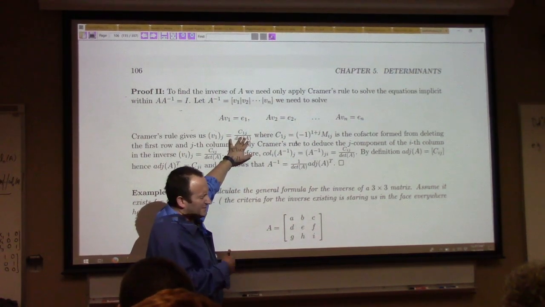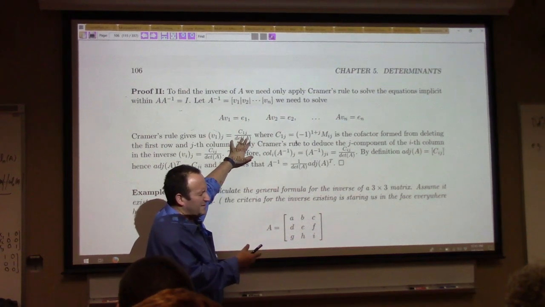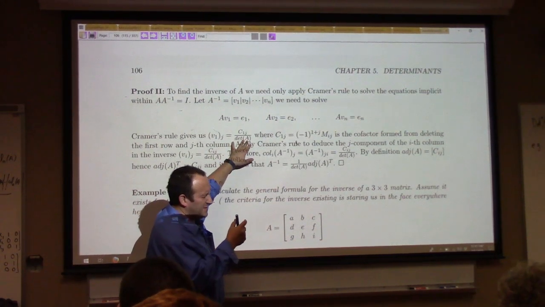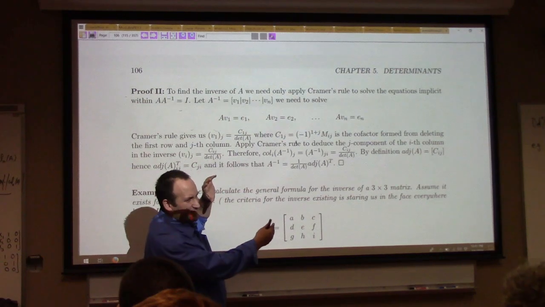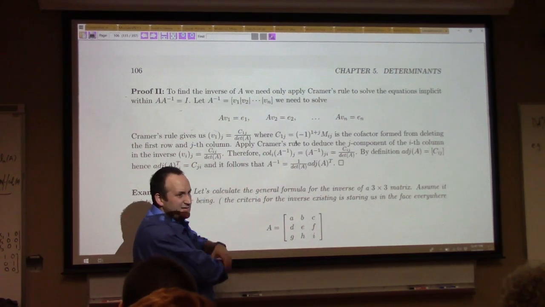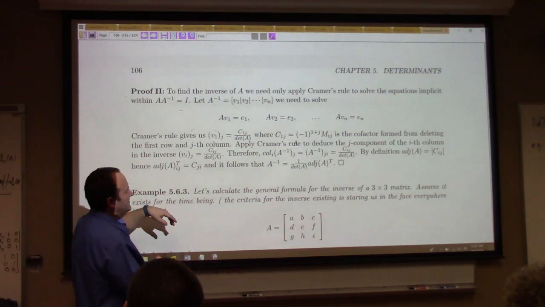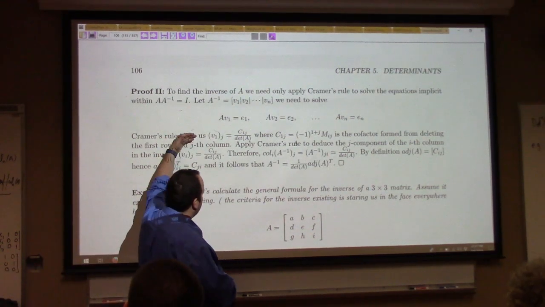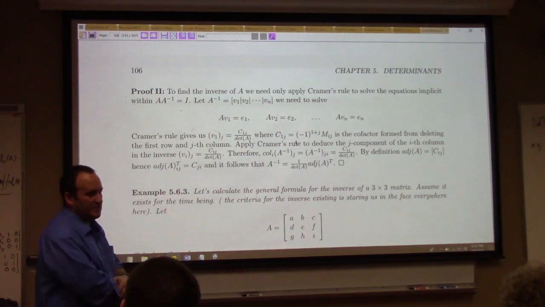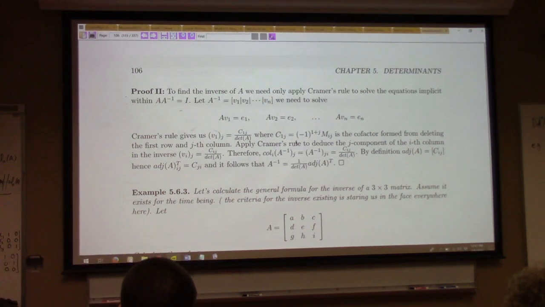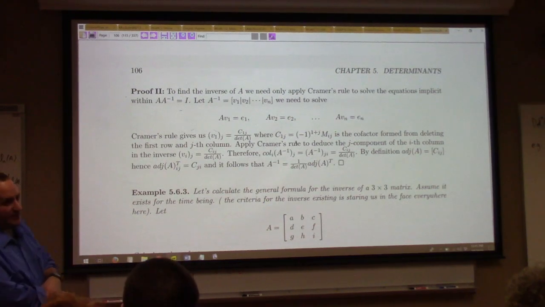The adjoint is a matrix, and every entry in that matrix is a determinant of the submatrix of everything that's not in that entry. I have an explicit example in just a second. But anyway, it's not hard to understand this if you spend about 5 minutes reading it, and that proves that the formula for the inverse is 1 over the determinant times the adjoint transpose.